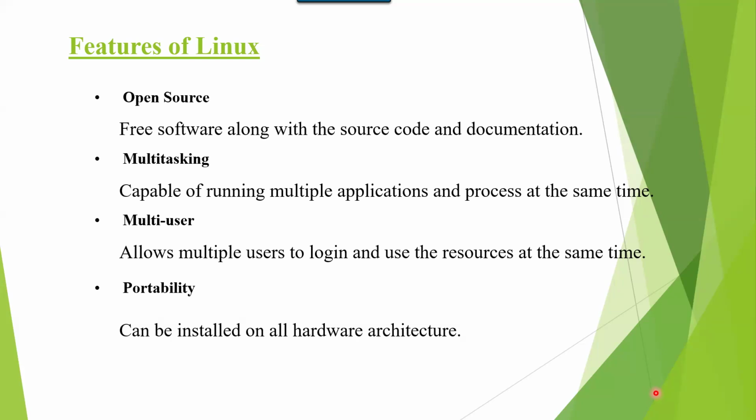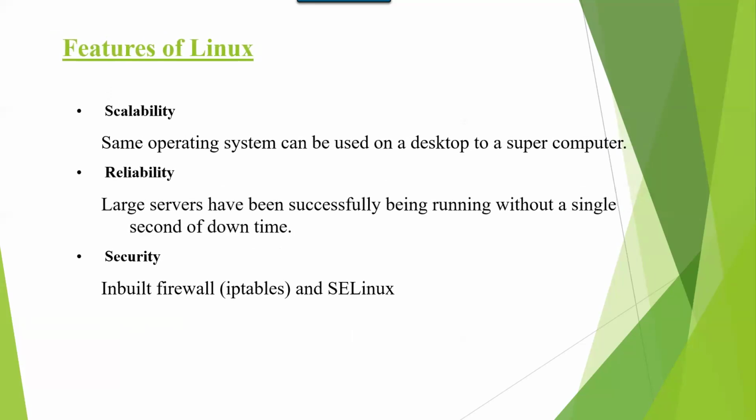The source code comes along with the operating system, and the operating system is free to everyone. We can download and install the Linux operating system. That is one advantage. The next one is multitasking. A Linux machine can perform multiple tasks. Actually, this feature is there in most operating systems. Multitasking means you can run multiple applications at a time.